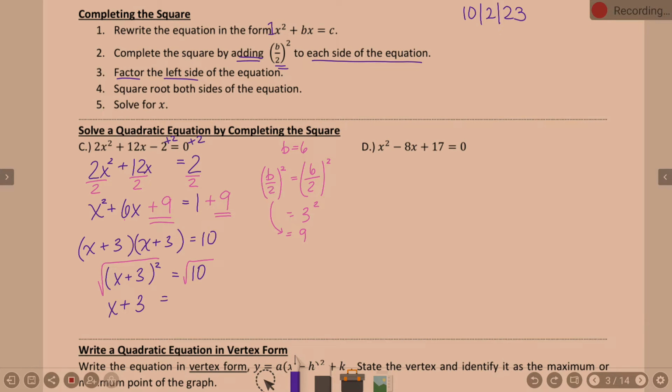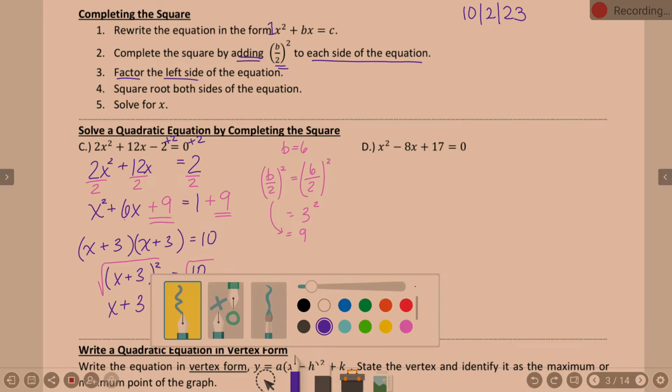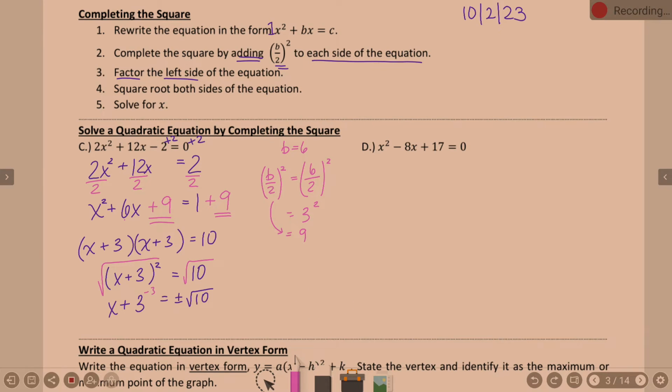What is the square root of 10? The square root is going to stay square root of 10 because it's not a perfect square. But don't forget to throw in plus or minus the square root of 10. Remember, when you take the square root in an equation setting, include that plus or minus. And that officially takes us to step 5. Solve for x. If it's x plus 3, we know to subtract 3.